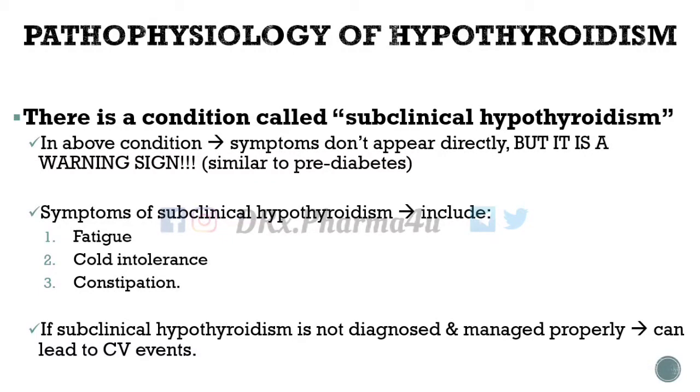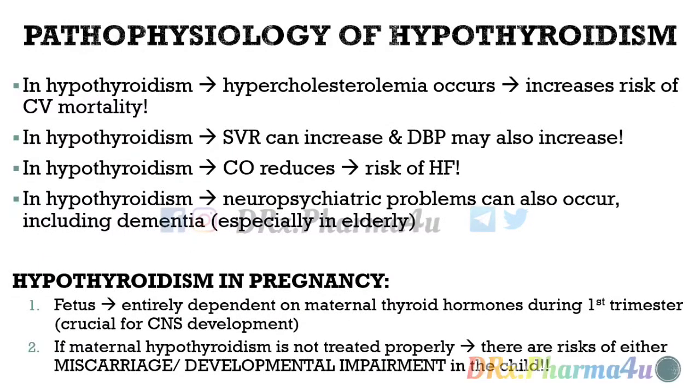If subclinical hypothyroidism is not diagnosed and managed properly, it can lead to cardiovascular events. So this is also another thing. In hypothyroidism, there is elevated level of cholesterol. So that can also increase the risk of cardiovascular mortality. You know very well, if cholesterol level rises, what all problems can happen.